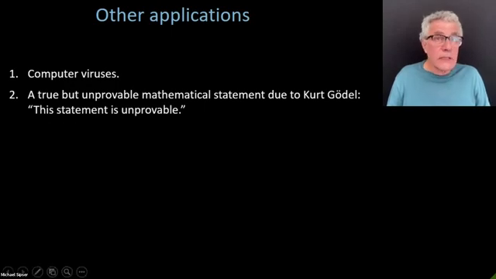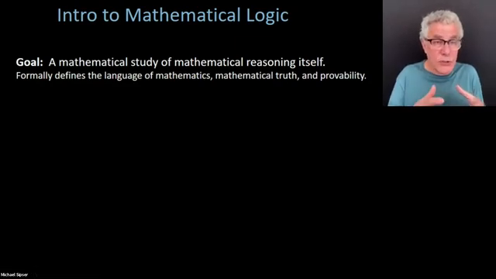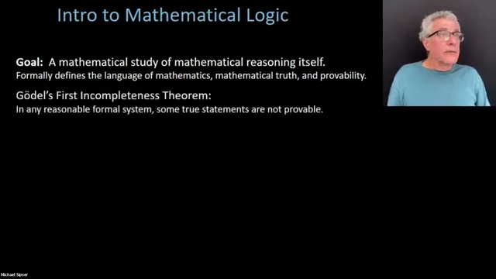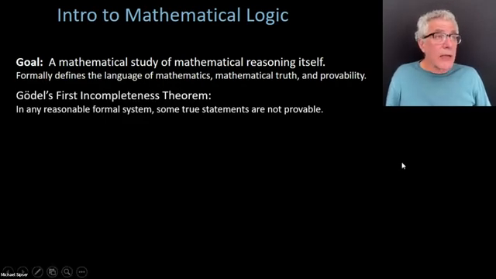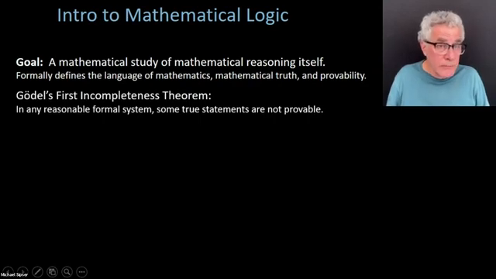So anyway, I'm going to sketch how we go about doing that, because we now have enough technique to give you an idea of how you demonstrate that there are true but unprovable statements, and actually even exhibit one. Mathematical logic is the mathematical study of mathematics itself. Gödel's first incompleteness theorem is that in any reasonable formal system of mathematical provability, there are going to be some true statements that are not provable.